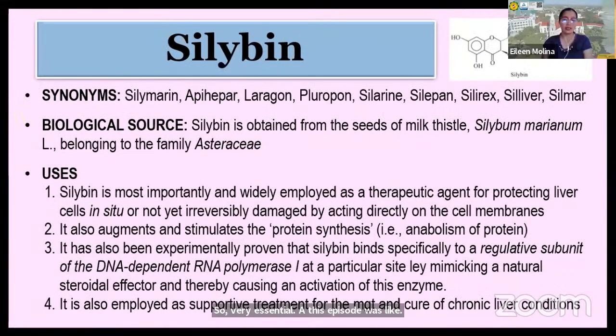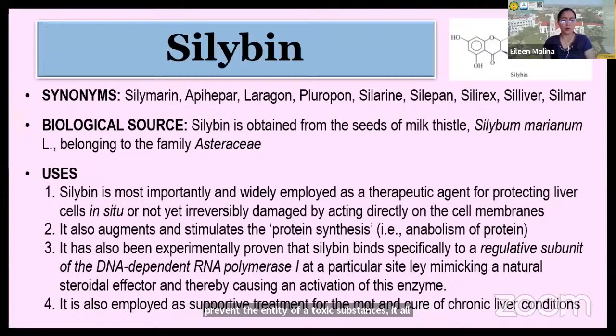Silibin is what we commonly know as silymarin. It is obtained from the seeds of milk thistle or Silybum marianum, belonging to the family Asteraceae. Silibin is most importantly and widely employed as a therapeutic agent for protecting liver cells in situ, or those not yet irreversibly damaged, by acting directly on cell membranes. This is to prevent the entry of toxic substances.